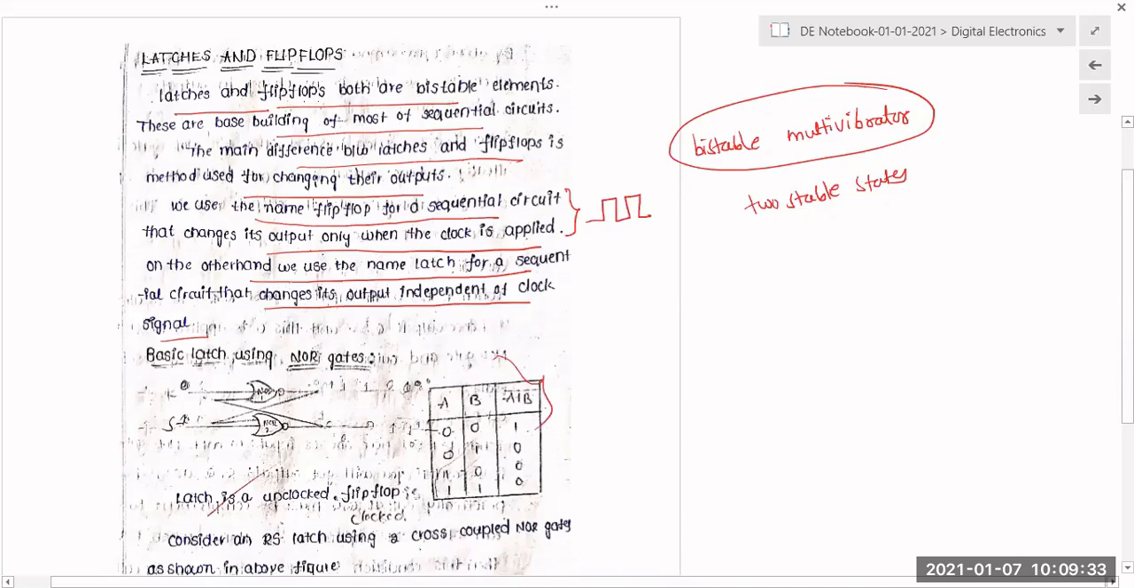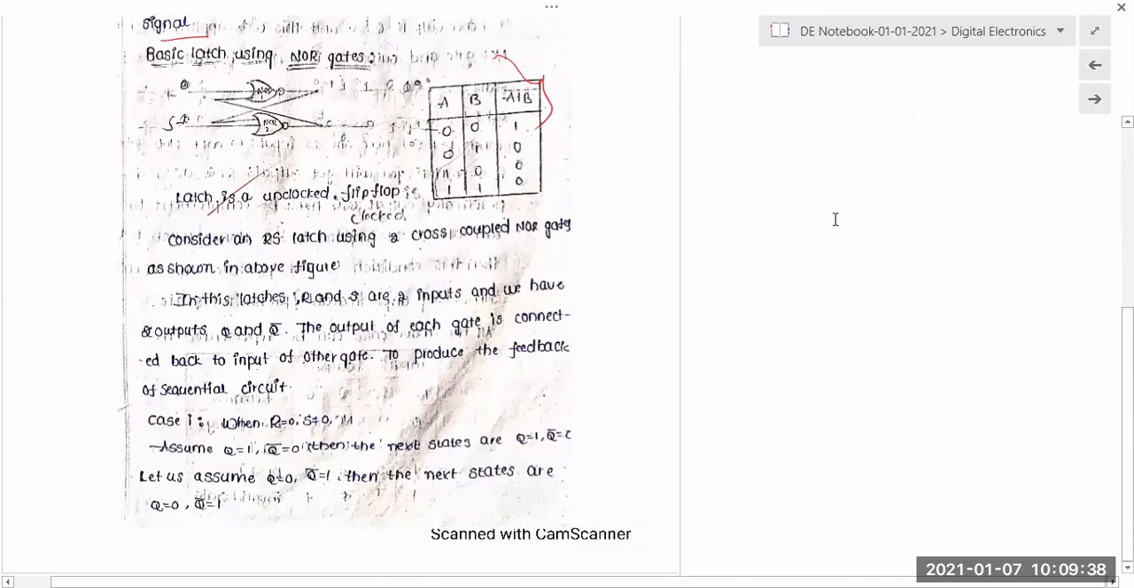So the basic latch using NOR gates, we have seen this one. So you have to write it in this manner. You have to draw the diagram, and after that consider an RS latch using cross-coupled NOR gates as shown in the figure. Here, two inputs are there, R and S, and we have two outputs, Q and Q prime. The output of each gate is connected back to the input of the other gate. So the output of one gate acts as an input for the second gate, to produce the feedback. That is cross-coupled feedback; since the output is sent back as input, that is called feedback.